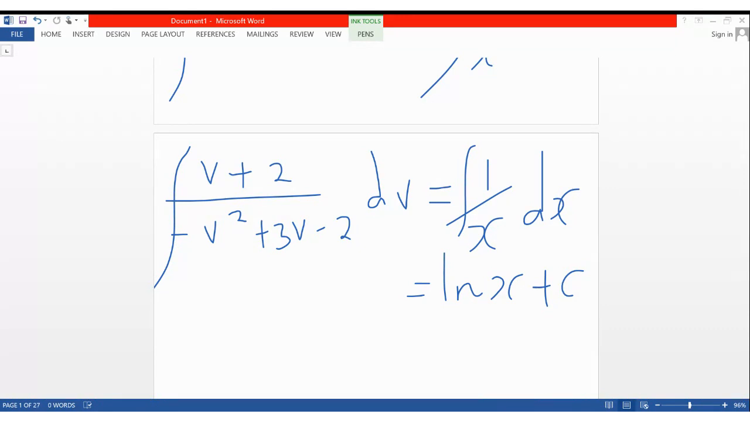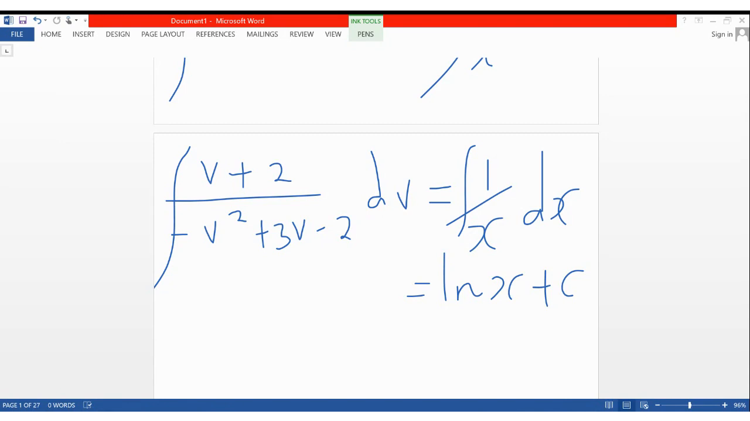Because you have done separation of variables, you've introduced y is equal to vx, we substituted back even with the dy, then we separated, then we factorized. This is what we are ending with. So what do we need to do? To integrate that one.